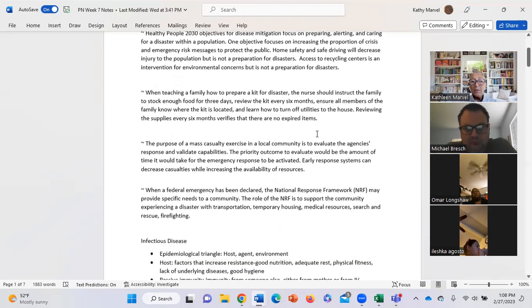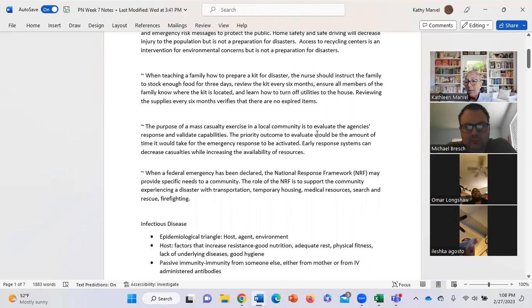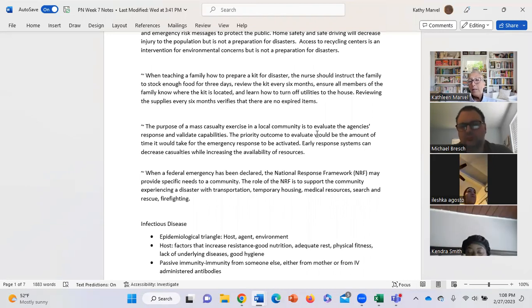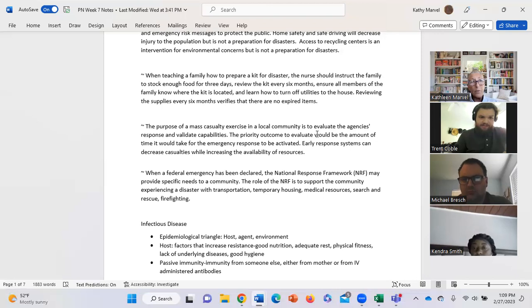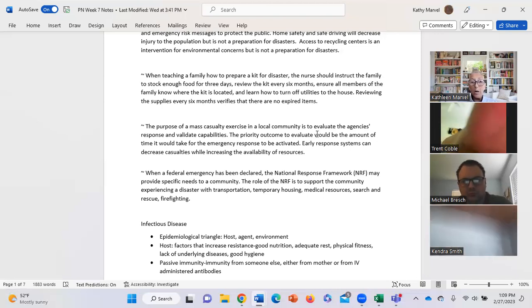One of the things that you'll be asked about is how do we teach a family to prepare for a disaster? Specifically, how do we help prepare a kid for a disaster? We know we want to stock enough food for 3 days. If possible, the food should be non-perishable, canned goods in particular.